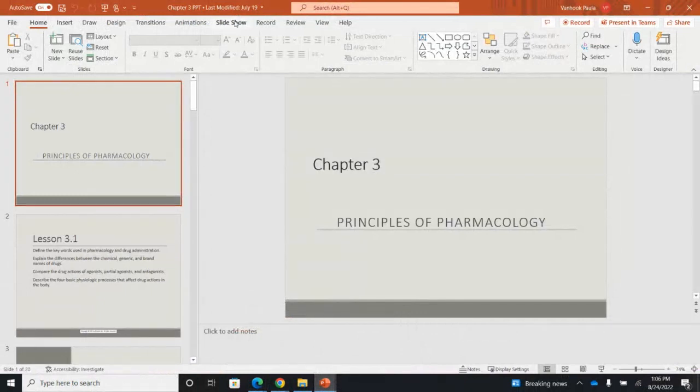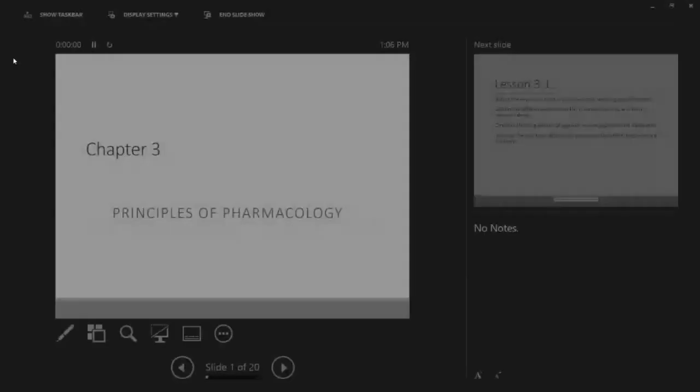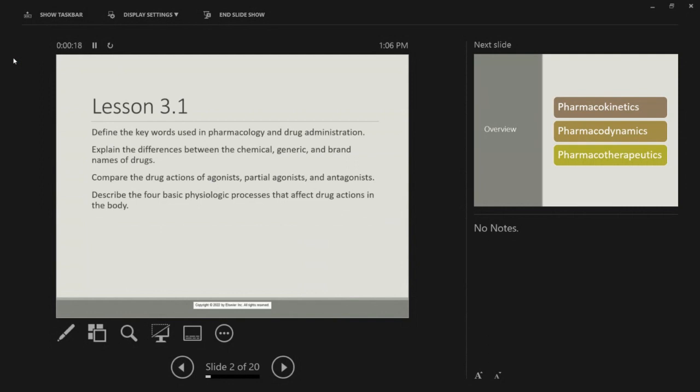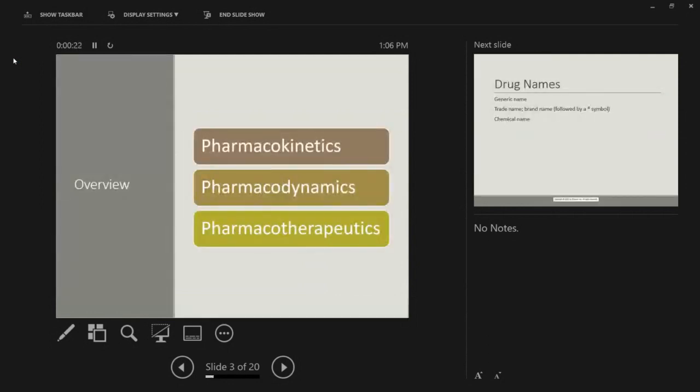And we're moving on to chapter 3. So this chapter is really going to provide an overview of some basic information regarding the chemistry, physics, anatomy, and physiology that helps explain the actions of drugs in the body.